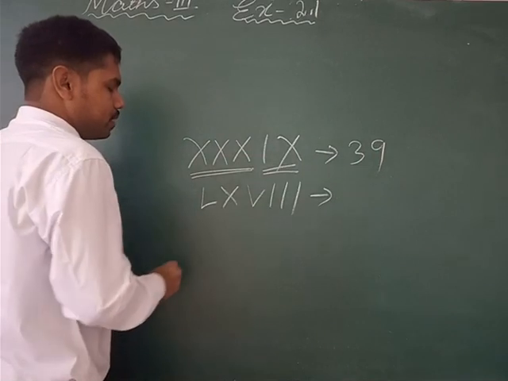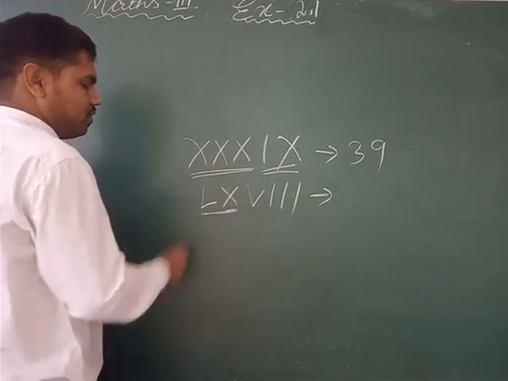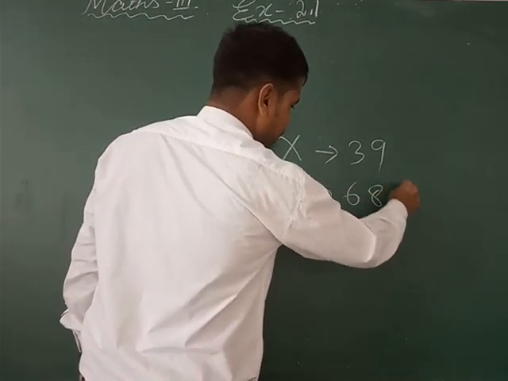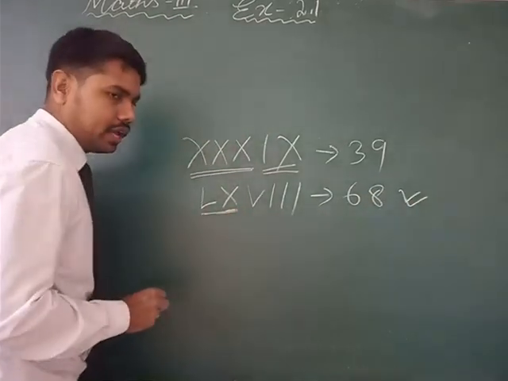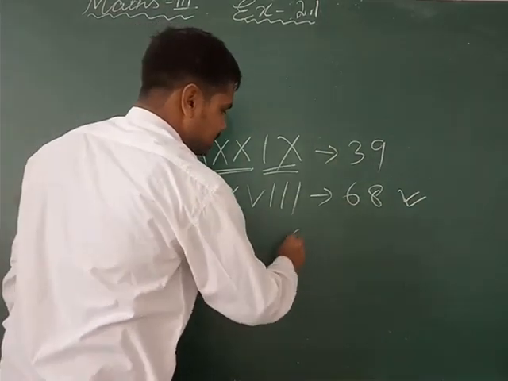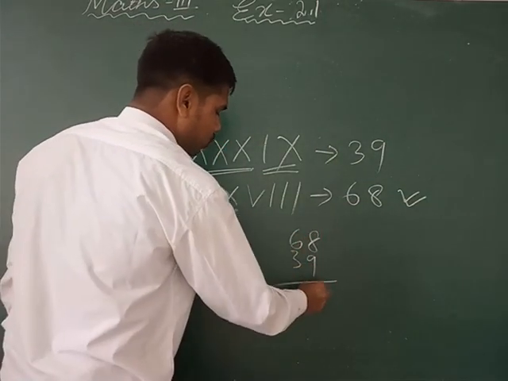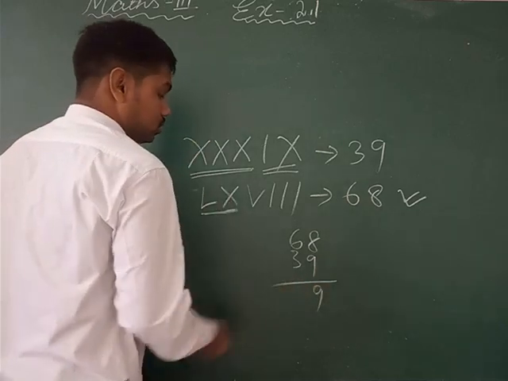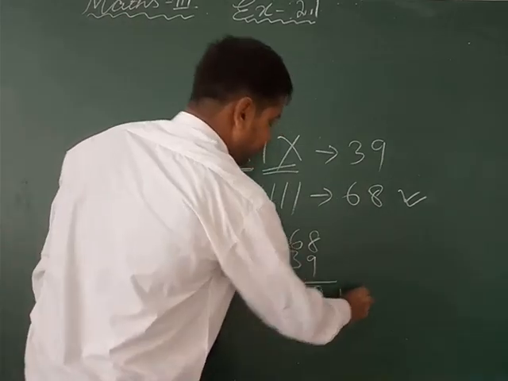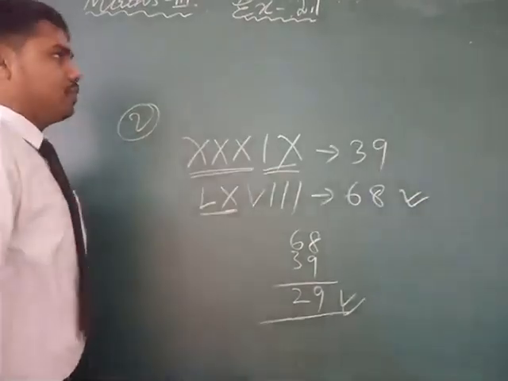And this number, how much? LX. So L means 50. 50 plus 10 is 60. So 60, and this is 8. So 68. So which number is greater? Definitely this number is greater. Okay. And by how much, if you want to find out, then you have to subtract. So 68 minus 39. So how much? 9 from 18 is 9, 4, 6 minus 3 is 3, so 29. That means 29 more than this. Okay. So this is how question number 2 you can do of exercise 2.1.